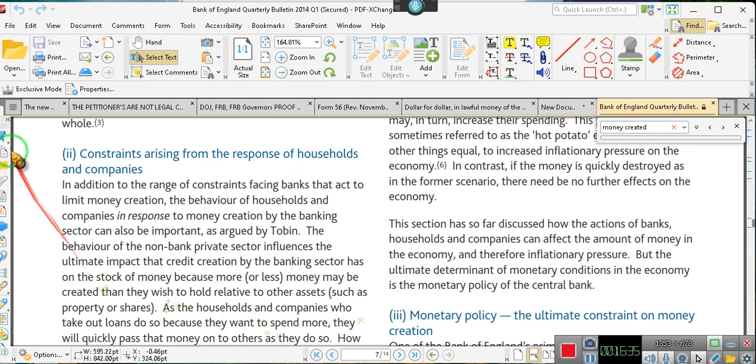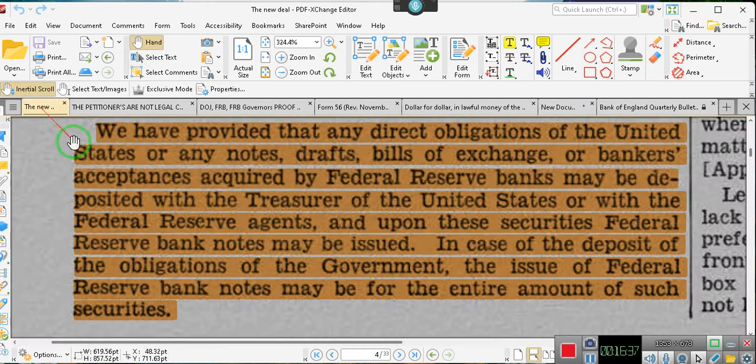We just read it, ladies and gentlemen. It says that Federal Reserve agents, and upon these securities, Federal Reserve banknotes, now Federal Reserve notes, may be issued. And in the case of deposits of obligations of the government, these are all government obligations, the issue of Federal Reserve banknotes, now Federal Reserve notes, may be for the entire amount of such securities. So they get paid. There is no more debt.